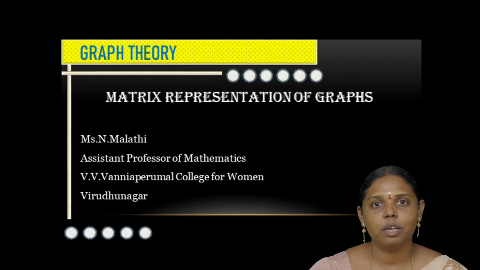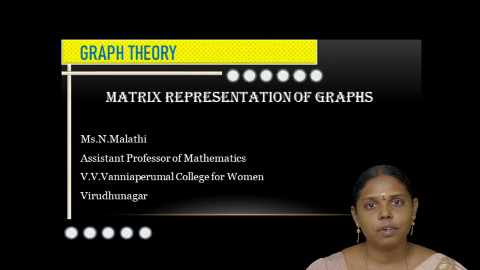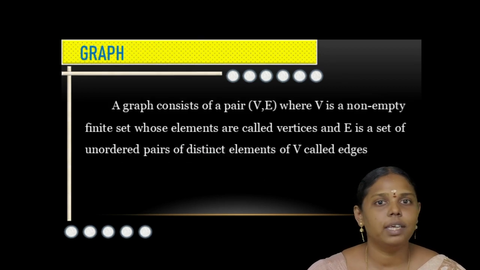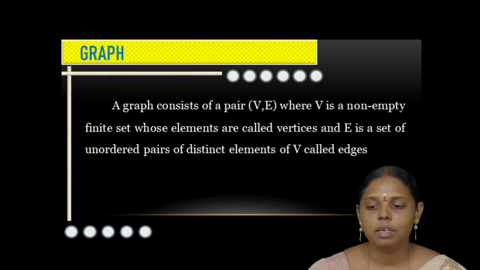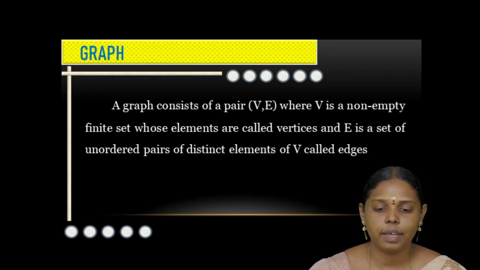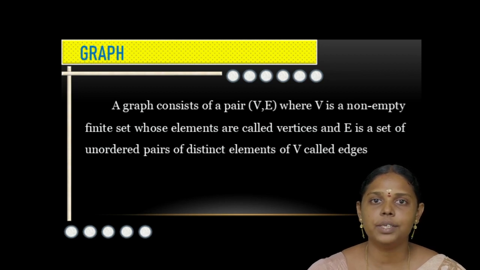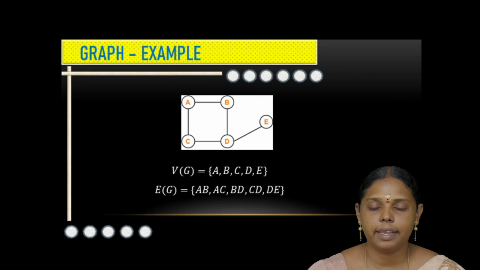In this video, we are going to see about the matrix representation of a graph. First of all, let us see about the graph. A graph consists of a pair (V, E), where V is a non-empty finite set whose elements are called the vertices or points, and capital E is the set of unordered pairs of distinct elements of V which are known as edges or lines. Let us see an example.